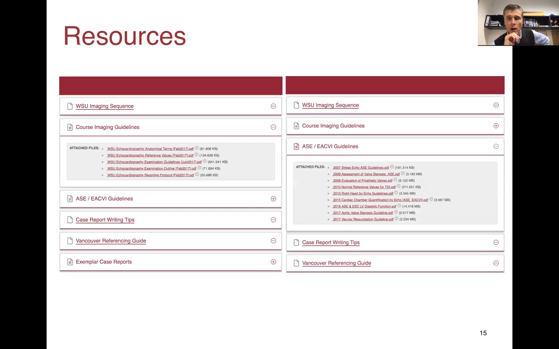The stress echo guidelines, the valvular stenosis and valvular regurgitation guidelines. I strongly encourage you guys to be familiar with these. Now, not every single part of the documents is going to be entirely relevant, so you can read them with a little bit of discretion, but I encourage you to be familiar with them and use them for your reference.